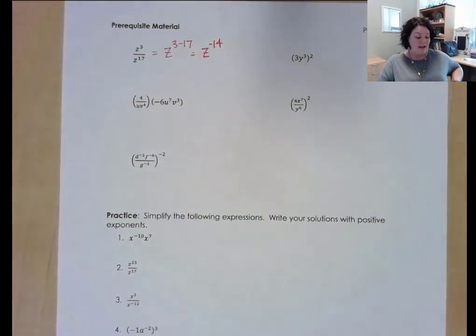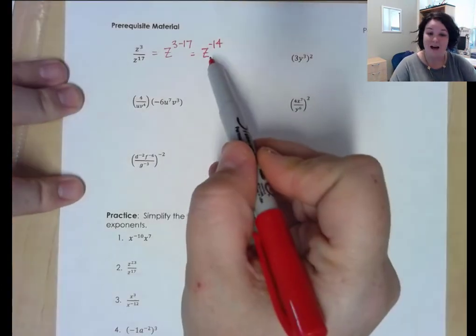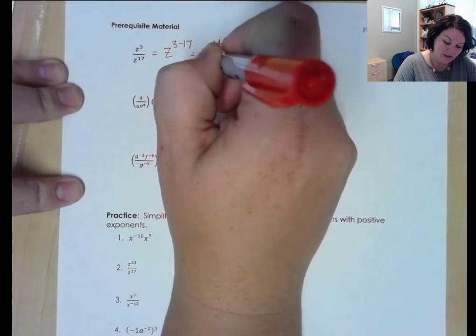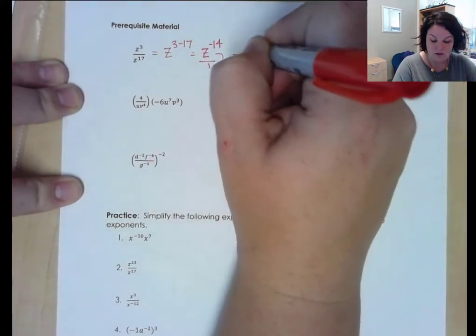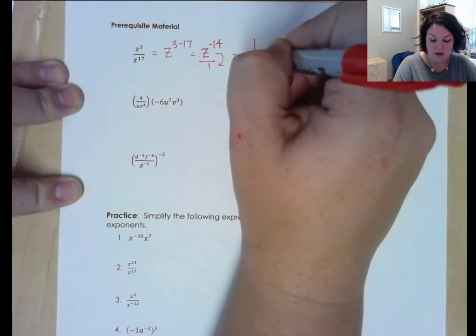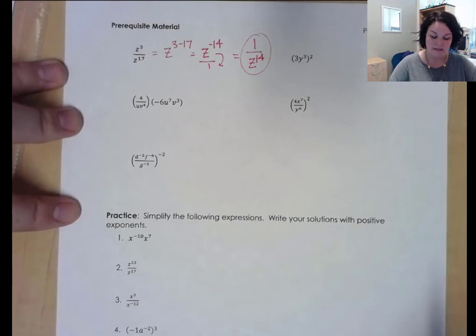And anytime I have a negative exponent, I want to make sure I simplify it by moving it across the fraction line. So right now it's on the top, right, of the fraction line because I can write this over 1. So I want to move it down. So this gives me 1 over z to the now positive 14. Everybody okay? All right, let's look at the next one.